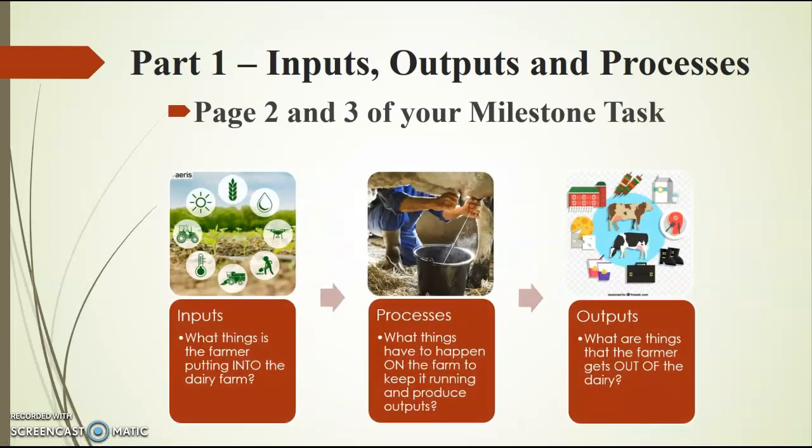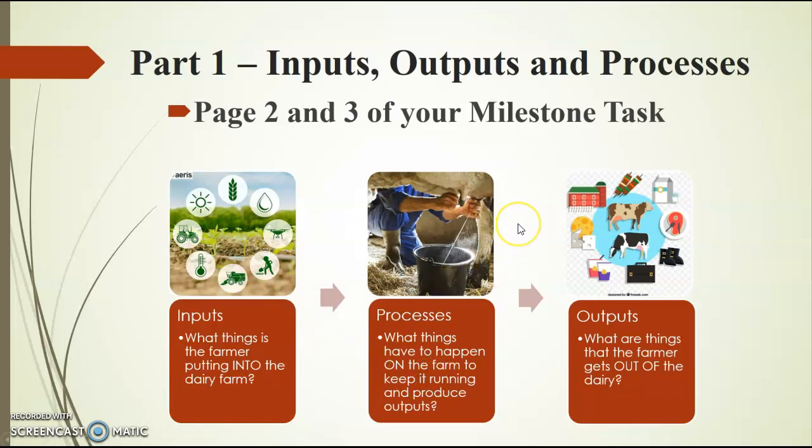So the inputs are the things that the farmer is putting into the dairy farm or into any farming system. But in this case, we're looking at things specifically that go into operating a dairy farm. So that might include fuel for machinery, feed for livestock, seed for planting crops, water, labour, money, infrastructure such as the milking sheds, technology, all those kinds of things. What are you putting into your dairy farm to produce those quality products?